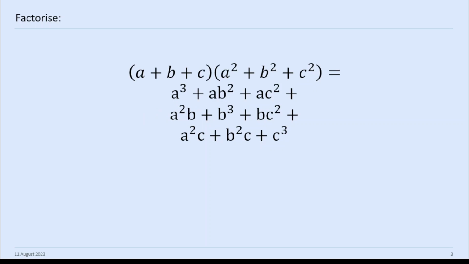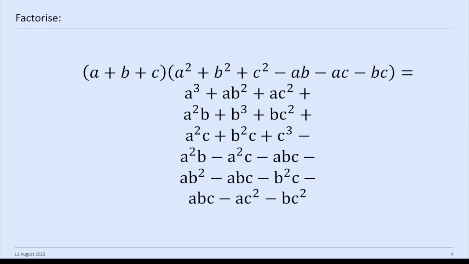So the most obvious linear factor is a plus b plus c, and that's also completely symmetric. And the most obvious quadratic factor to me is a squared plus b squared plus c squared. So when you multiply this out, you get a cubed, b cubed and c cubed, but then you get a bunch of other terms that we don't need. So my next guess was then to take off ab, ac and bc, and again this is completely symmetric. If you permute a, b and c, it doesn't change anything.